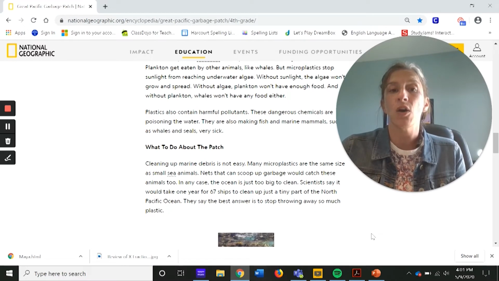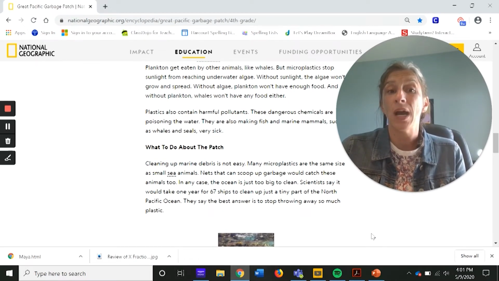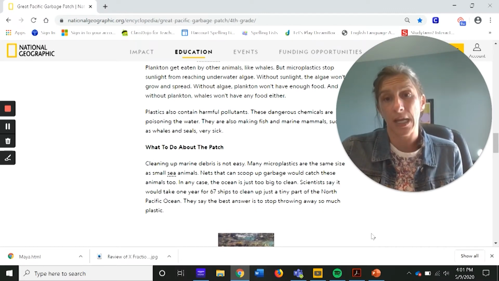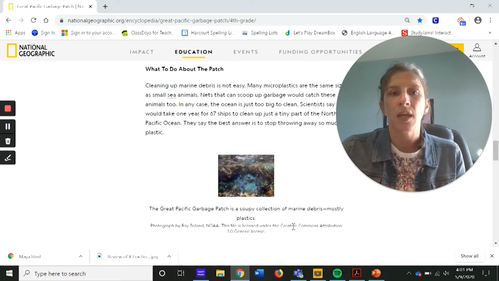In any case, the ocean is just too big to clean. Scientists say it would take 1 year for 67 ships to clean up just a tiny part of the North Pacific Ocean. They say the best answer is to stop throwing away so much plastic. So what are we supposed to do with our plastic? We need to recycle it. The Great Pacific Garbage Patch is a soupy collection of marine debris, mostly plastics, and then that's just our photo that shows.